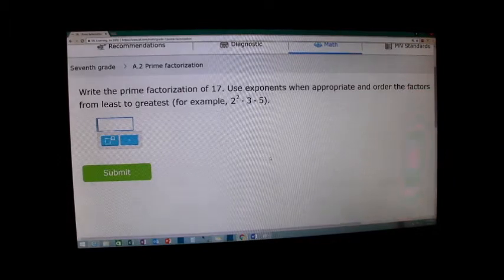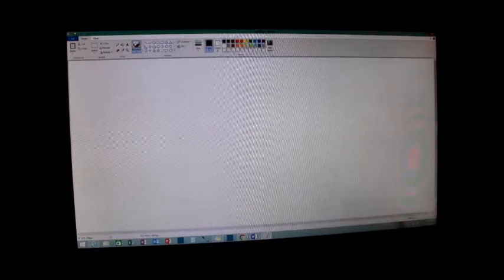What is the prime factorization of 17? The number is 17. What can be multiplied together to equal 17? 1 times 17 equals 17. So the answer is just 17.